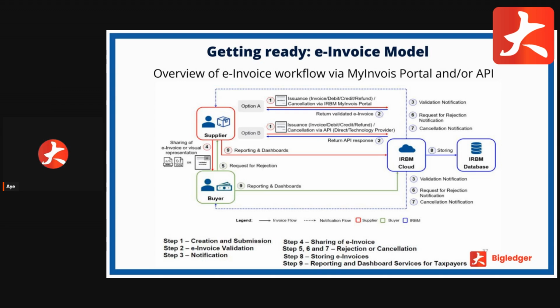Then next one is storing. Usually IRBM will store all the e-invoices in their own IRBM database. Then the next part is, from the IRBM cloud, suppliers can retrieve all the e-invoices that they sent, submitted or received. They can request to view their submitted or received e-invoices by calling the API or through the MyInvois Portal. Okay, so this is the whole overview of the e-invoice.